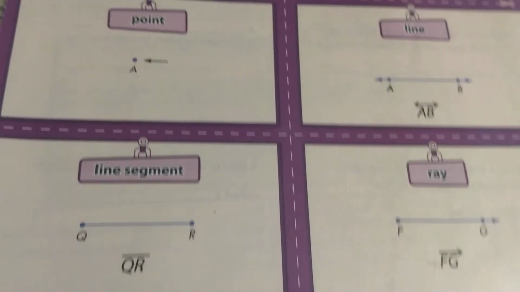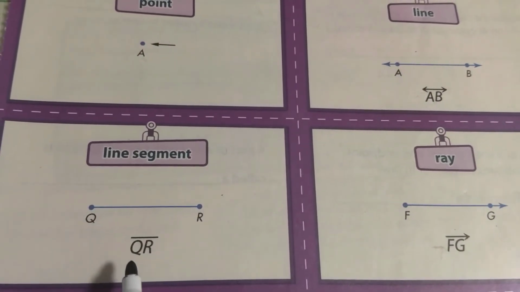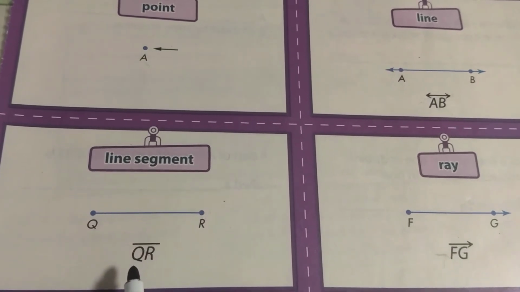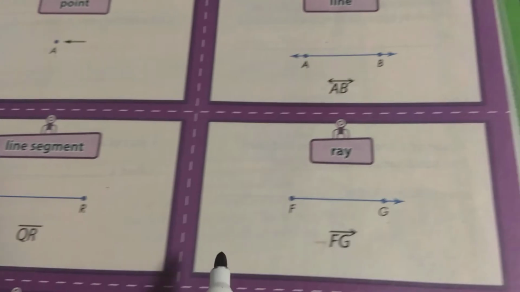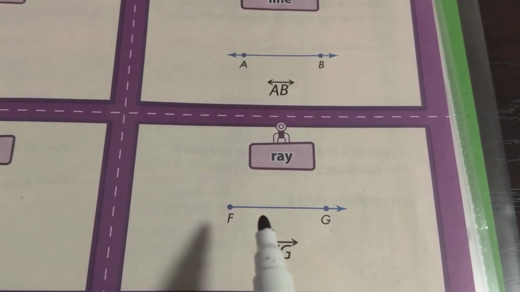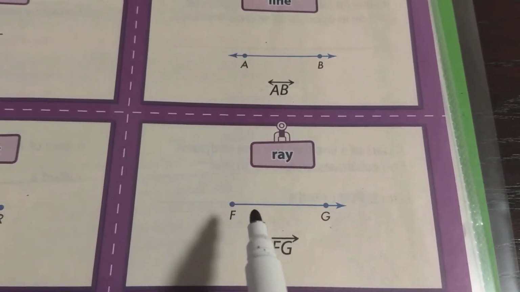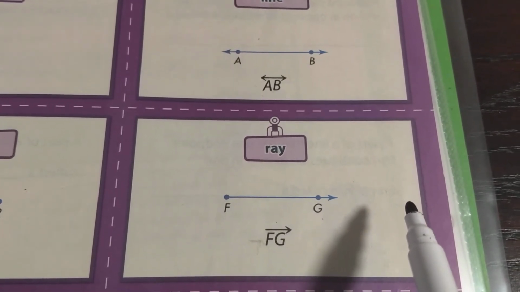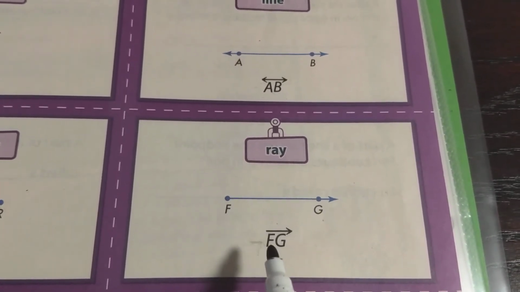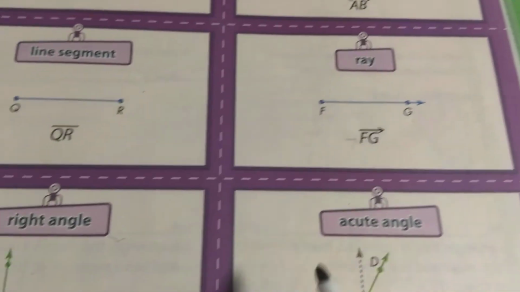Now, this is called a line segment, okay? This is a line segment, or line segment QR, all right? And now, this is a ray. A ray has an endpoint with an arrow pointing and going in one direction. So this is ray FG.